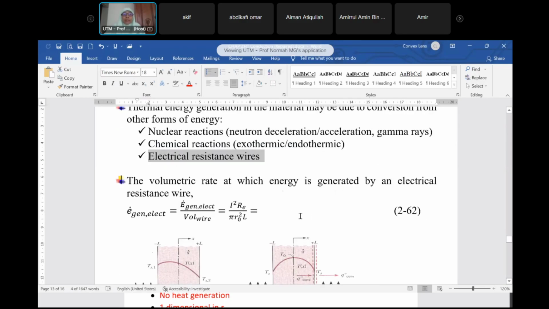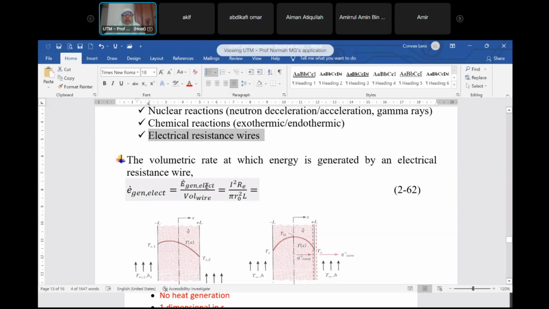Now, the volumetric rate at which energy is generated by an electrical resistance wire is normally given as a known quantity, unless the current and the resistance are given.